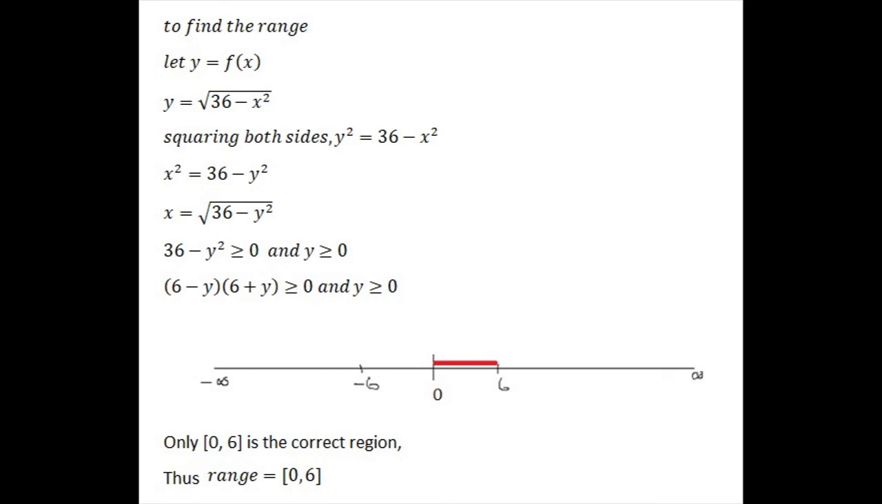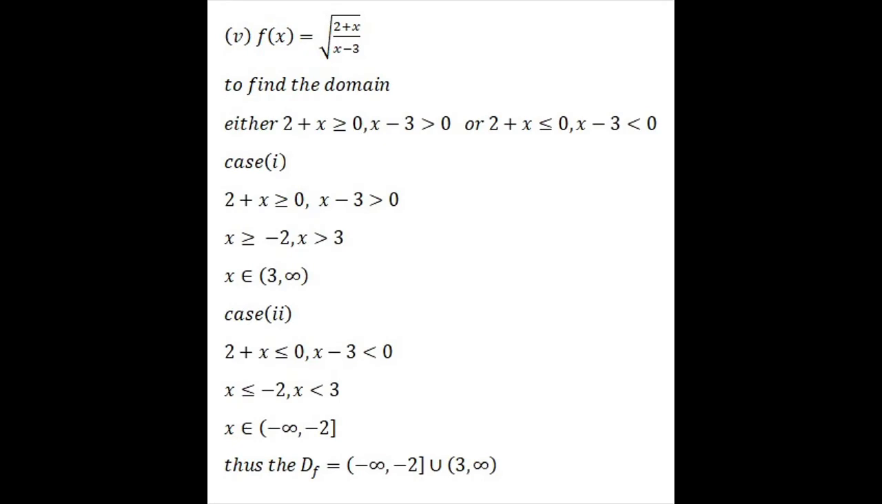Now similarly, when you make y equal to f of x, and y equal to root of 36 minus x square, we get x equal to root of 36 minus y square. Even though minus 6 to plus 6 satisfies all those points here, one condition is that y is greater than or equal to 0 for a square root function. Therefore 0 comma 6. When you look at the number line, you can see the line shaded in red, 0 comma 6 is the only correct region, all other things are wrong. Thus the range is 0 comma 6.